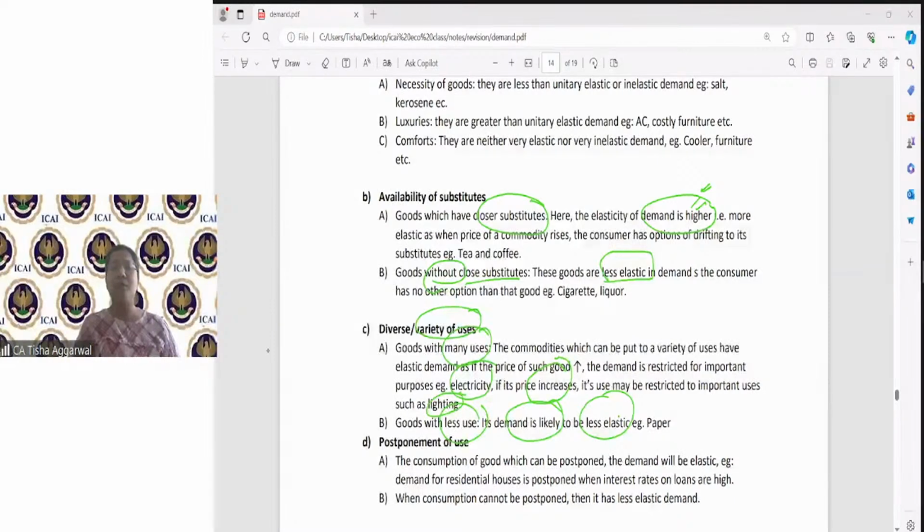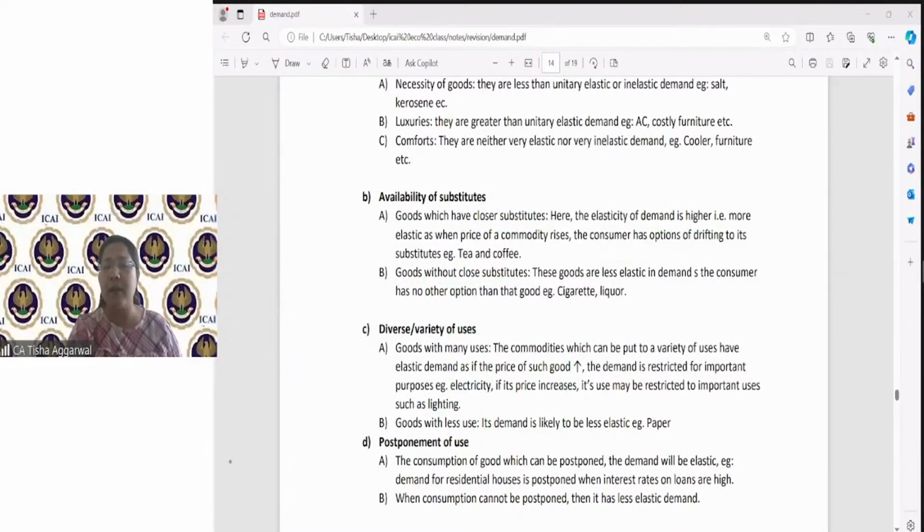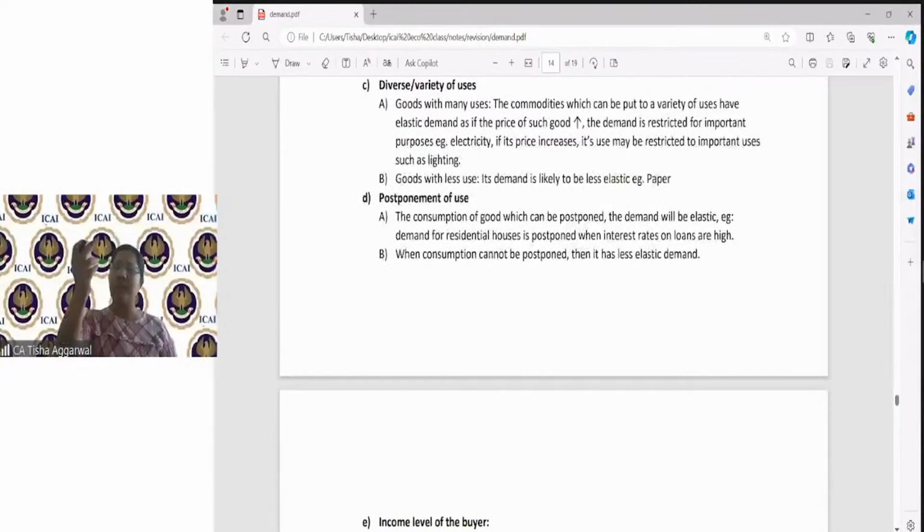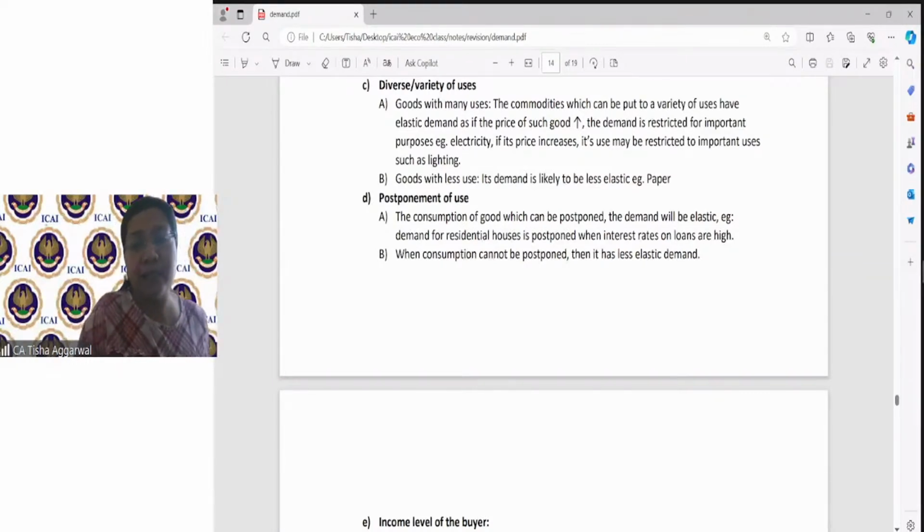Fourth is the postponement of use. Can you postpone that particular product? Now, see, if I tell you, you cannot postpone the use, that means it's like a necessity to you. If postponement is not allowed, then it is going to be less elastic. Okay. But if the particular product's consumption can be postponed, then what will happen? Then the demand will be very much elastic.